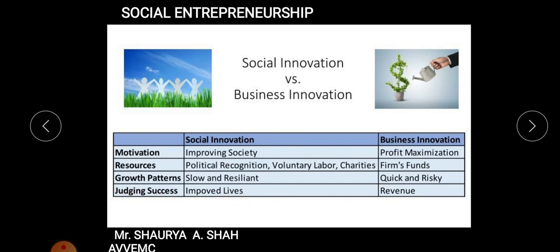Judging the success, how do you judge the success in a social innovation? Improved lives. If there is a change in the society, you can definitely know from the lifestyle of the people, from the standard of living of the people, what is the quality of life. That is the parameter for success. Here, if your revenue or the profit increases, then your business innovation is successful. I hope it is clear. So four main basic differences, that is motivation, resources, growth pattern, and judging the success between social innovation versus business innovation. Hope it's clear to each and everyone.